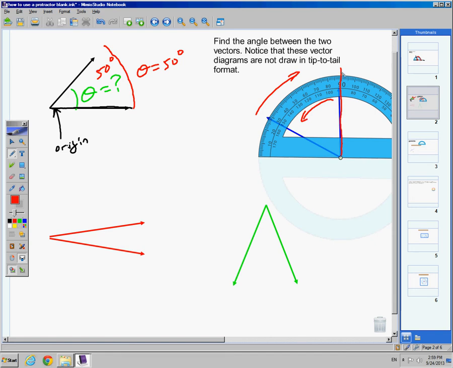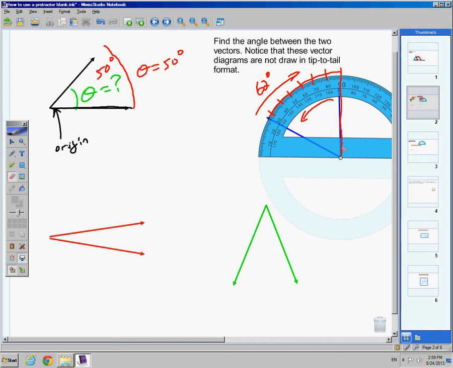We go 90 to 80 to 70 to 60 to 50 to 40 to 30, and it looks like there's 2 more spaces. So we have 10, 20, 30, 40, 50, 60, and maybe it's 62 degrees so far. All right, so keep that in your mind right now.